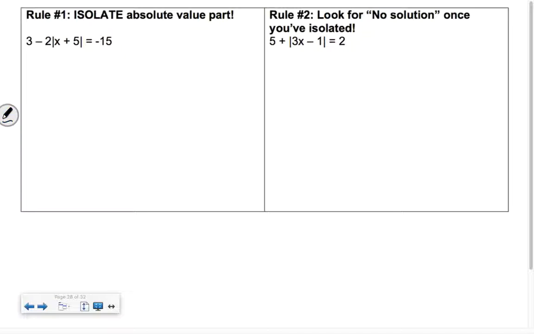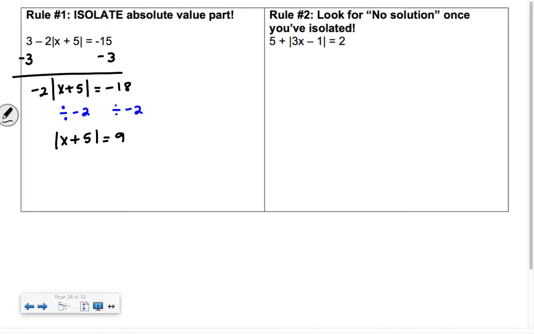So Sarkeesh, you with me? So we're going to subtract 3. When I do that, I have -2 times the absolute value of x plus 5 equals -18. And I want to get that whole absolute value just by itself. It's just like if I had like -2 times something equals -18. What would I do next if I had -2w equals -18? I would divide by -2, right? That's what I'm doing here. I want to get the absolute value part by itself, so I'm dividing by that -2. So when I do that, I get the absolute value of x plus 5 is equal to 9. I have now isolated. The absolute value part is all by itself on one side.